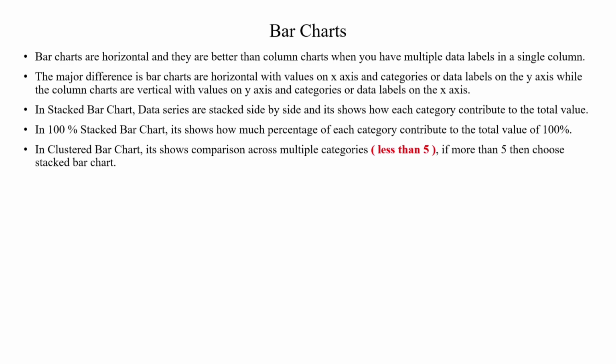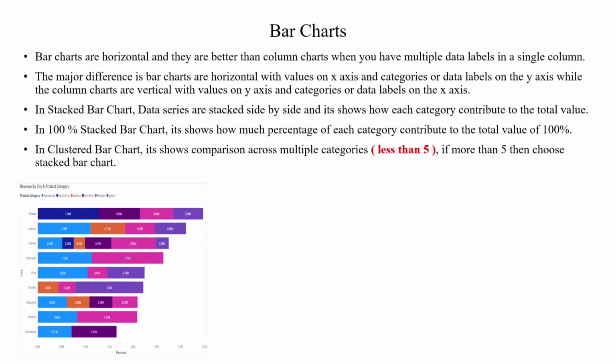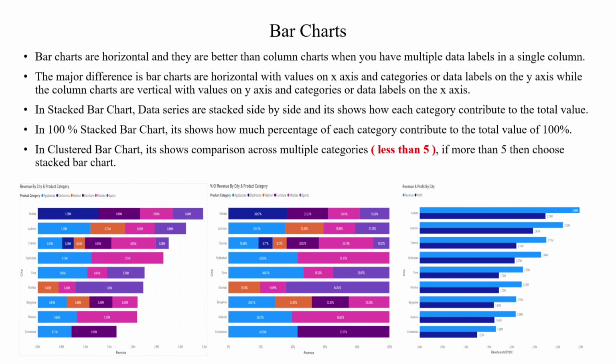When it comes to the clustered bar chart, it shows comparison. We can easily compare two categories, like how much revenue was generated and how much profit we got. Like that we can compare two categories in a single chart. But if you have more than 3 or 4 or 5 categories, then you can choose the stacked bar chart. And this is a sample of bar charts. The first one is the stacked bar chart, the second is the 100% stacked bar chart and the final one is the clustered bar chart. Okay guys, let me do it practically in Microsoft Power BI.